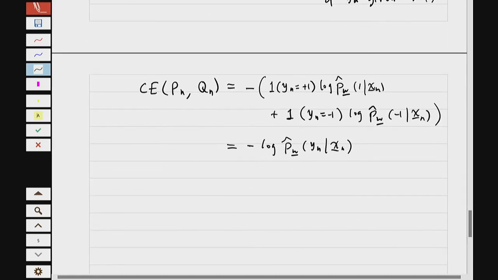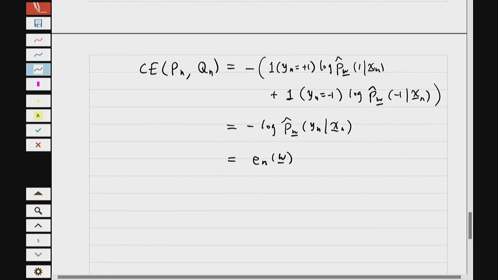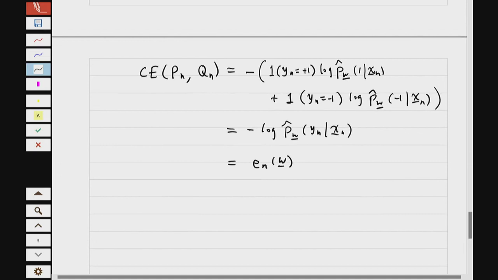So again, yn can take only two possible values, either plus 1 or minus 1. Either case, this equation works. Either case, this is correct. Therefore, they are just the same. And of course, this is our measurement of the goodness of w, the loss function for that particular point. So it turns out that our loss function actually is a cross entropy between the true distribution and the estimated distribution. And therefore, it makes sense to minimize this error.